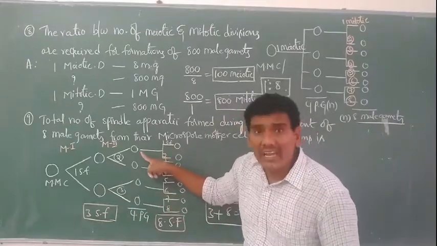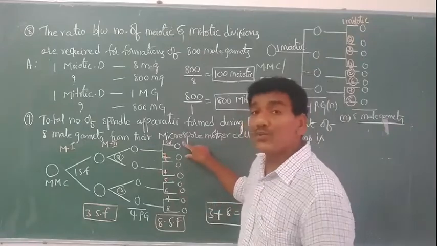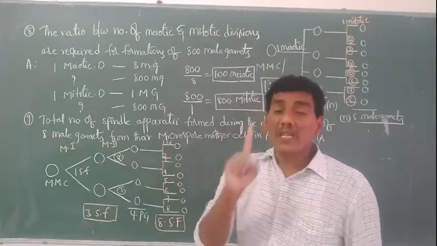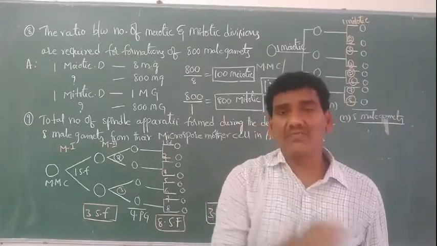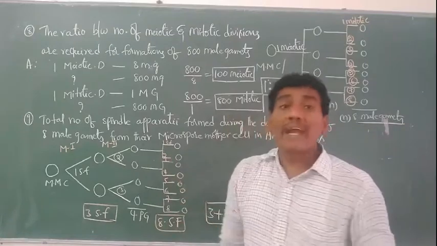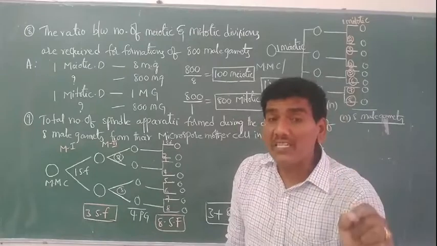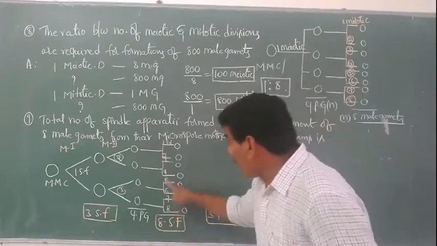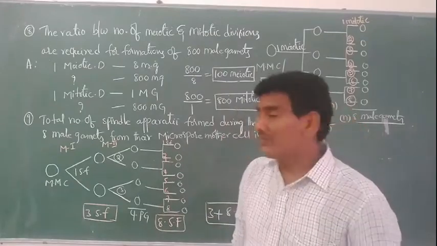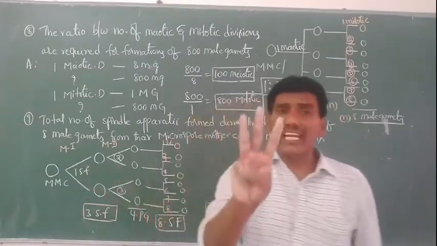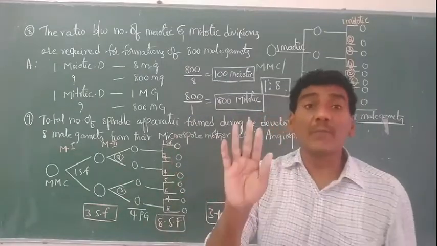Each pollen grain undergoes a mitotic division to form 2 male gametes. For the formation of 1 male gamete, 1 spindle apparatus is required. Totally how many mitotic divisions are required? 8 mitotic divisions. For these 8 mitotic divisions, 8 spindle apparatus are involved. In meiosis, 3 spindle apparatus; in 8 mitotic divisions, 8 spindle apparatus.